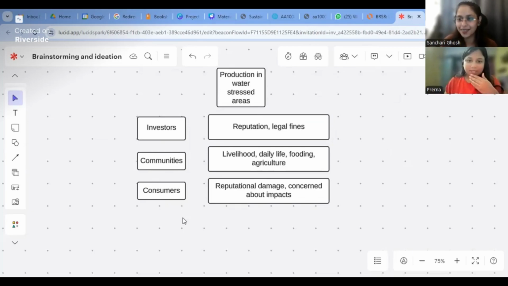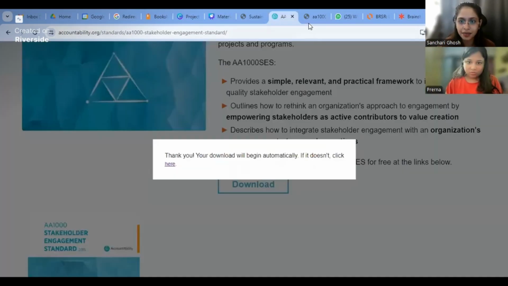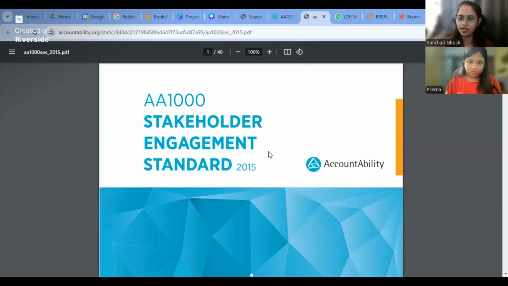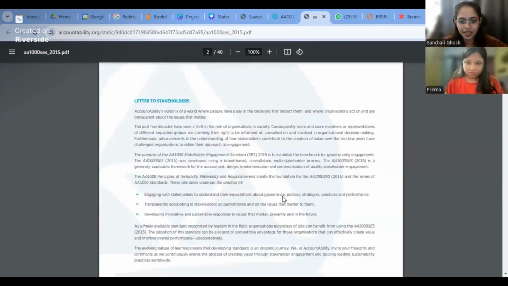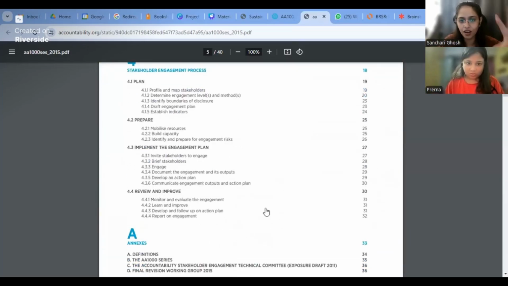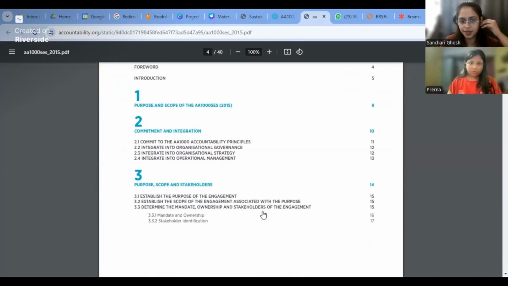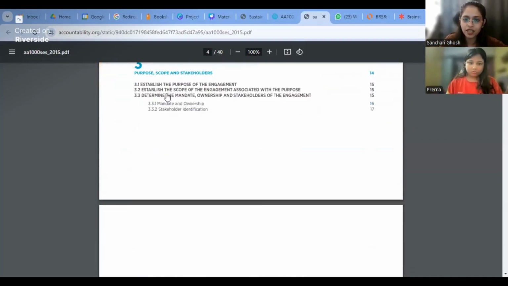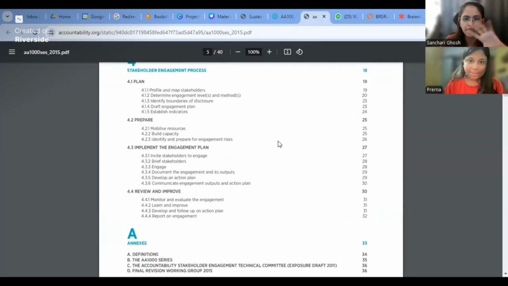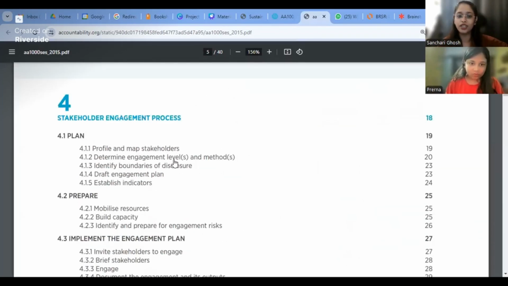Is there any possibility you can show me what the form looks like? These are all internal stuff that the company does, right? So if I'm reaching out to you as a consumer, मैं आपको वेबसाइट पे एक फॉर्म दिखा सकता हूँ. This is the AA1000 stakeholder engagement standard. अभी इसमें they list down all of the pointers on how to develop the stakeholder form. They explain the purpose in their first section, and then they come into profiling and mapping of stakeholders. Then how you determine how you are going to engage with each stakeholder.